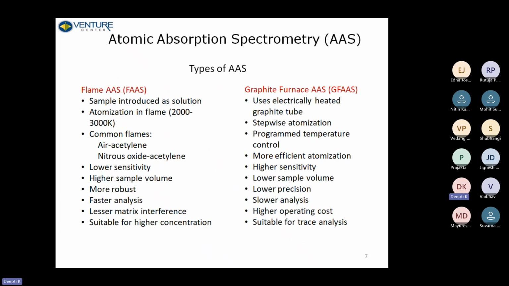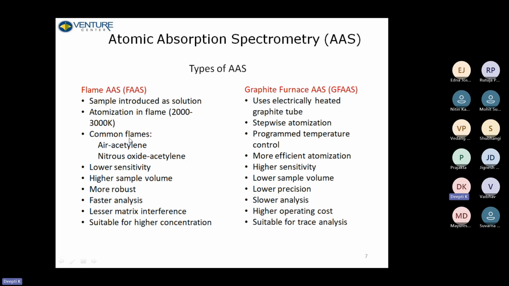Now, which of the two AAS equipments is more suitable? What are the pluses and minuses of using one equipment over the other, or one model over the other? So here is a comparison of the two. If we are using flame AAS, the sample can be introduced as a solution, which then gets atomized into a flame at a very high temperature of around 3000 degrees Kelvin. This flame can be made up of either acetylene or nitrous oxide. Okay.